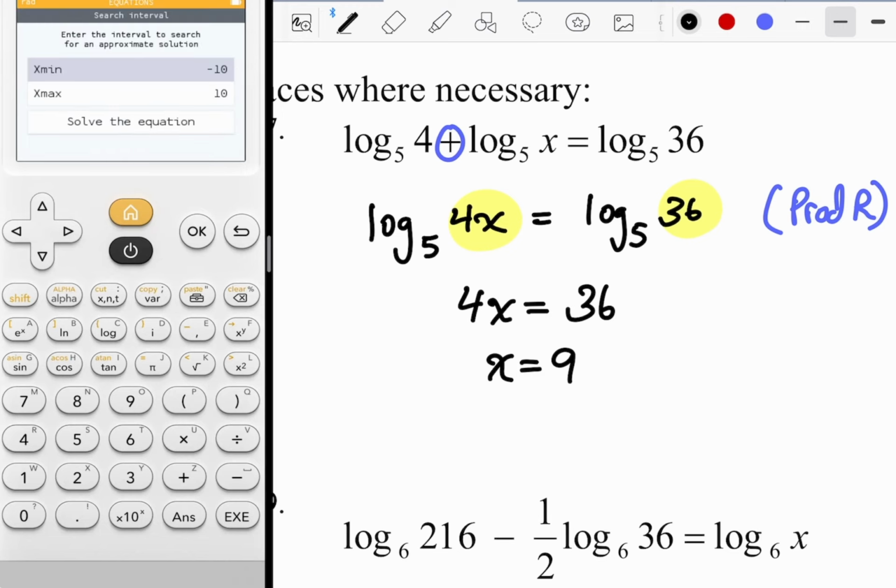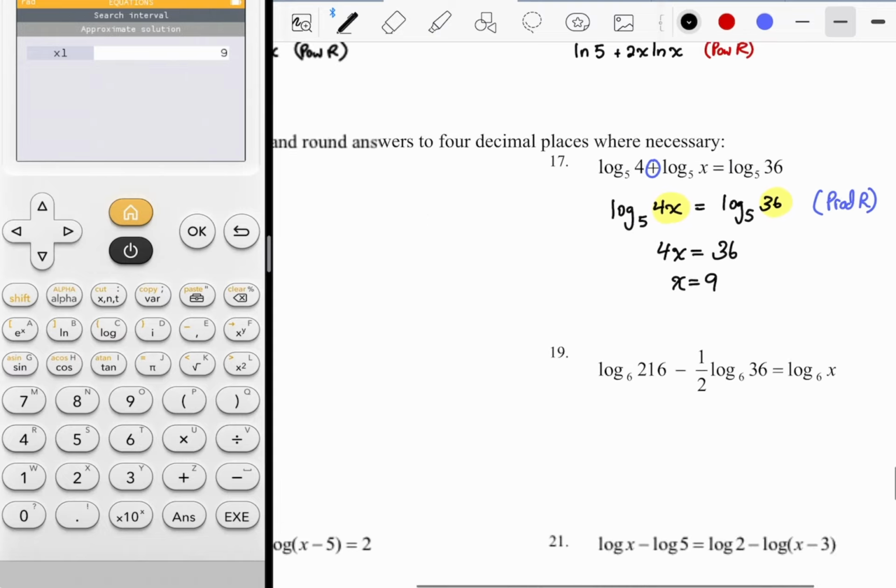I already know the answer is 9, so going from -10 to 10 will work, but if I wasn't sure, I would do something pretty wide, like -100 to 100. That would cover more of the field. All right, so then I hit enter, OK or execute, and I get my x equals 9. All right, so you can do it that way too.